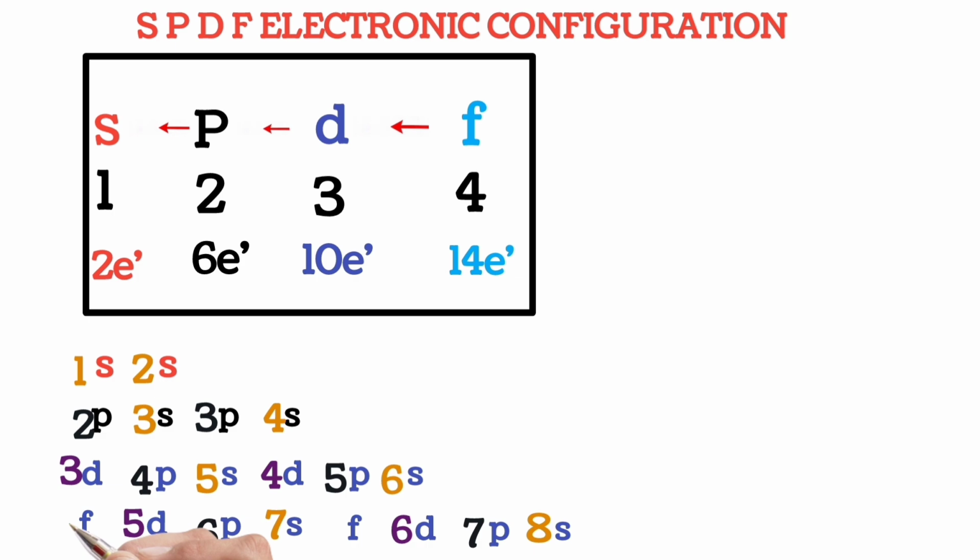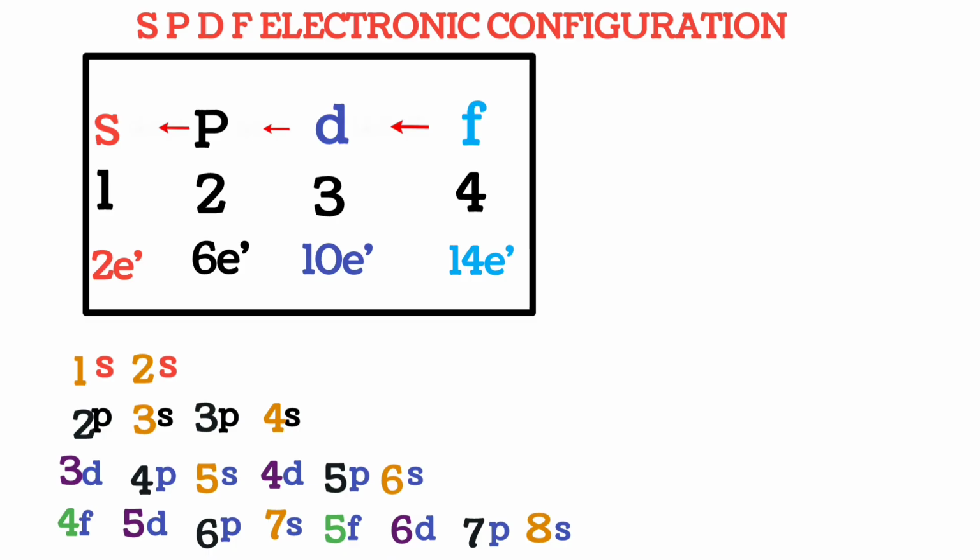We continue by doing the same for the F orbital, beginning with 4. Beginning with 4, we have 4F there. And the last one, we have 5F. And we are done with the numbering of the orbitals. This is our ultimate cheat formula.